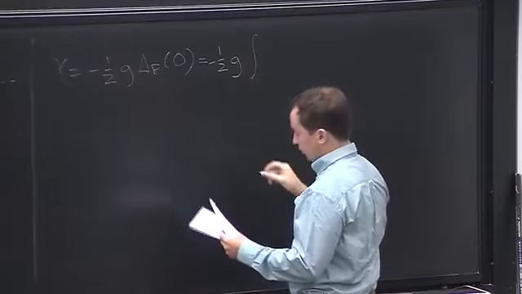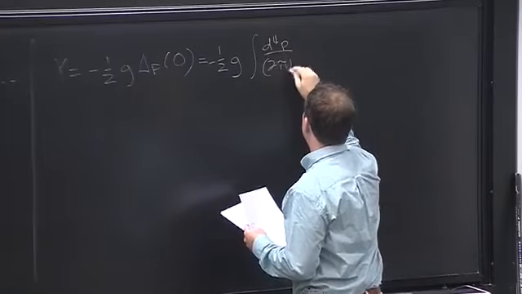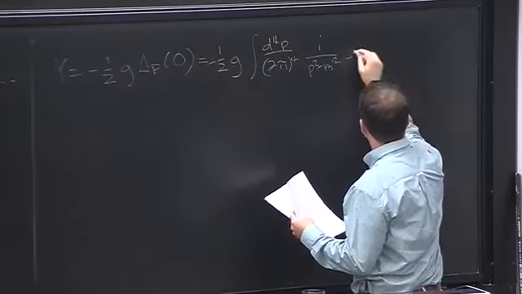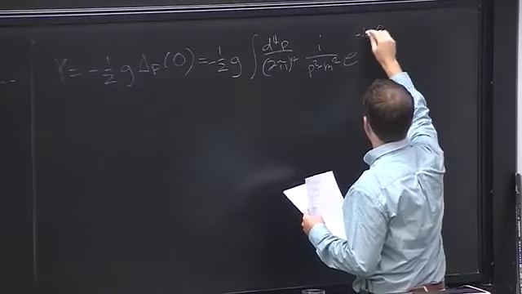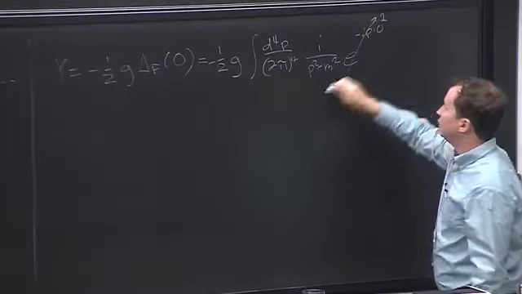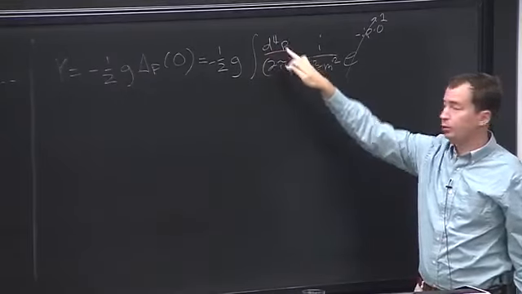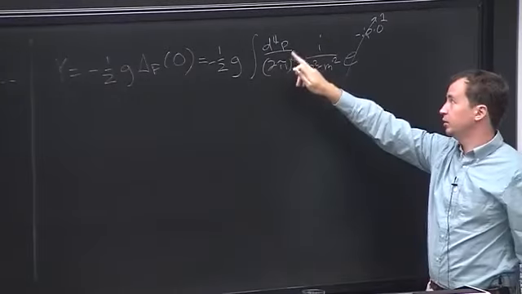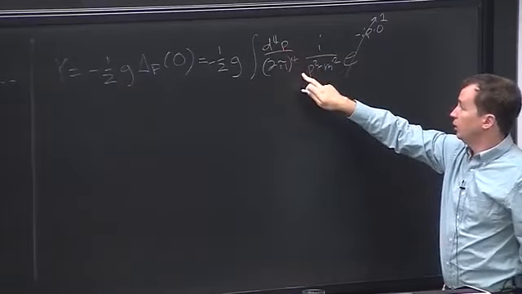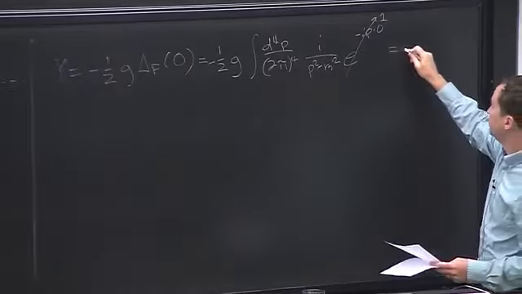we get the Feynman propagator at 0 is the integral d4p over 2 pi to the 4th, i over p squared minus m squared, e to the minus i p times 0, which is 1. And for large p, we've got four p's in the numerator, two p's in the denominator. So for large p, we'd expect this to go like p squared. So this diverges.